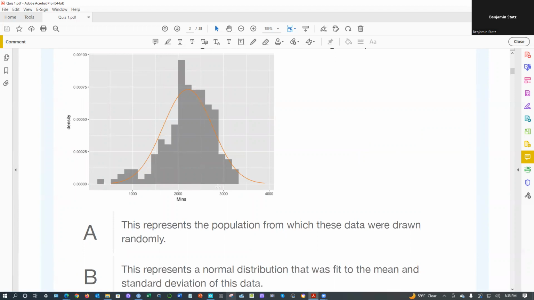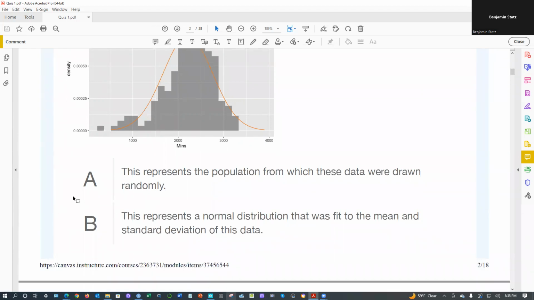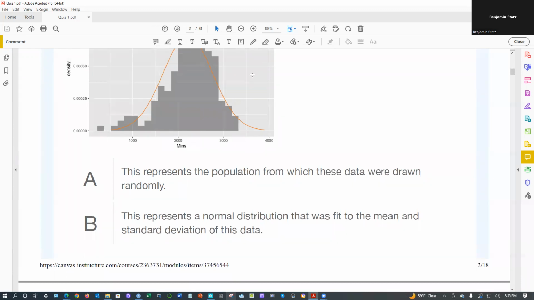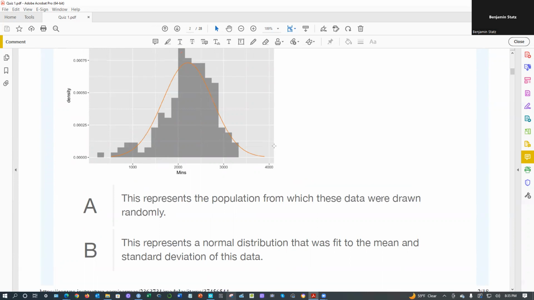If it is based on the average of the minutes, if you keep repeating this for a long time and get the average, and the average has been repeated, then we call it a sampling distribution. There are 3 types of distribution. We're going to talk about that in the next class, next week. So here, this is a sample histogram. It doesn't represent any population. This represents a normal distribution that was fit to the mean and standard deviation of this data. Yes, this has been fitted.